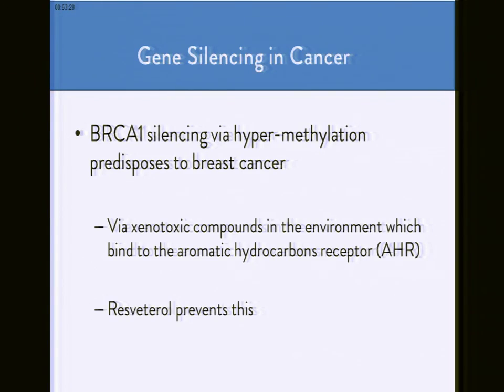People have also studied compounds. This compound is present in wine and in peanuts, so both of them are good things if you want to avoid.